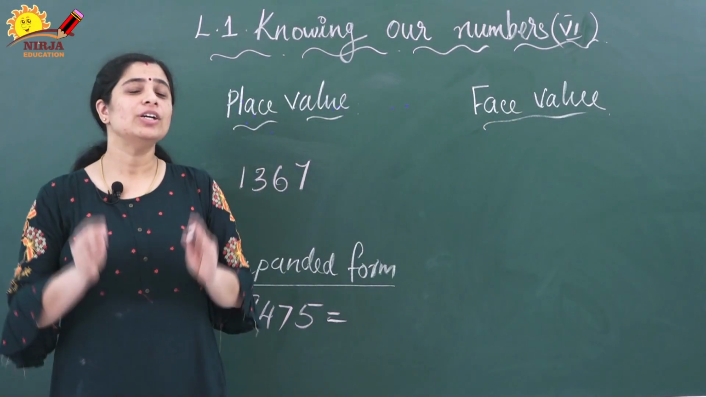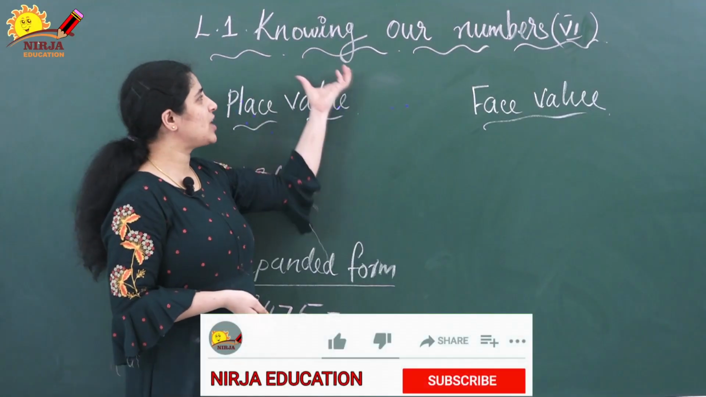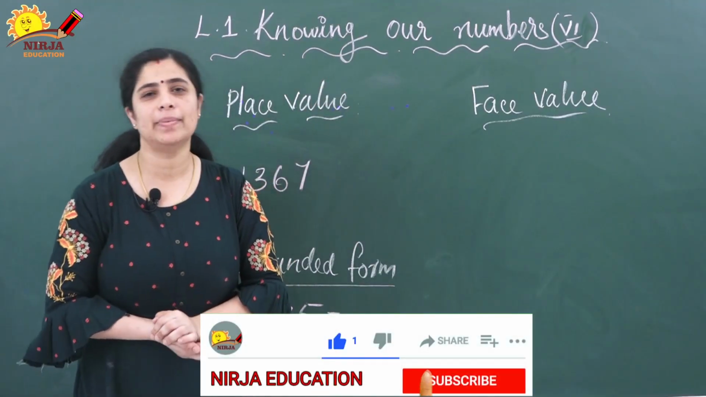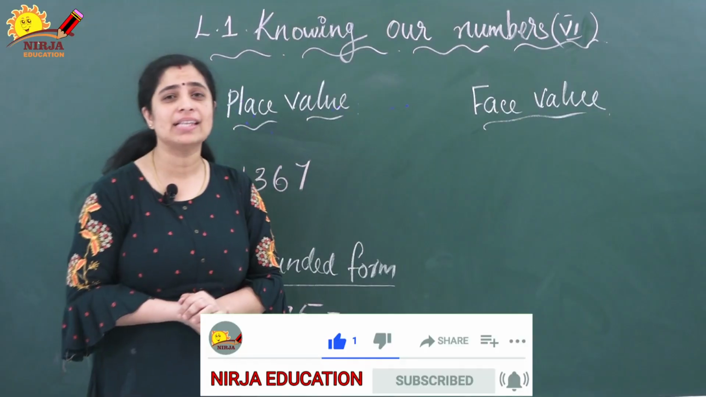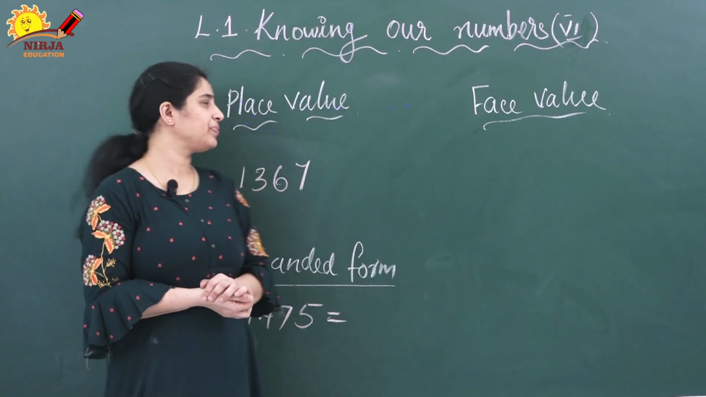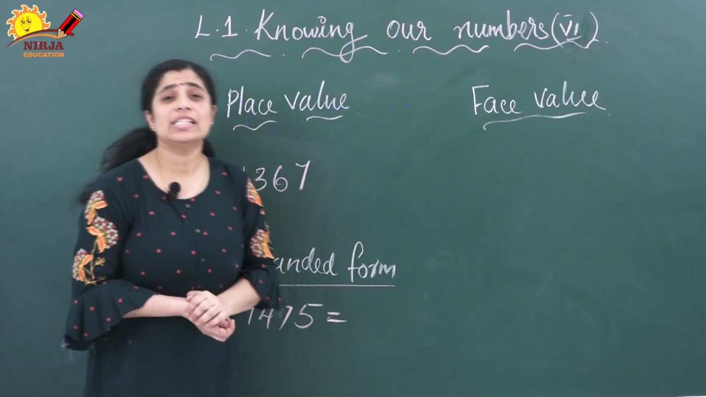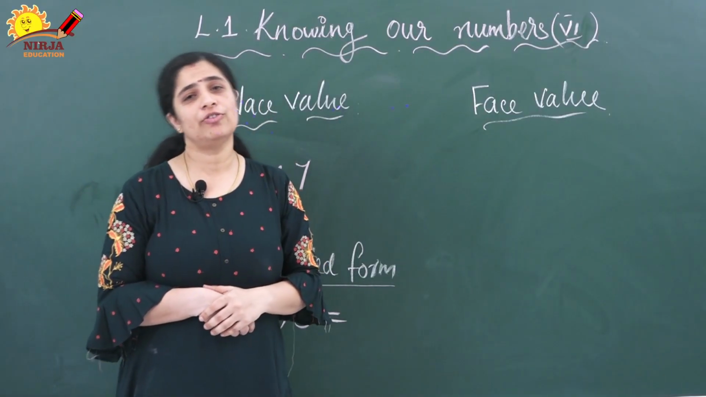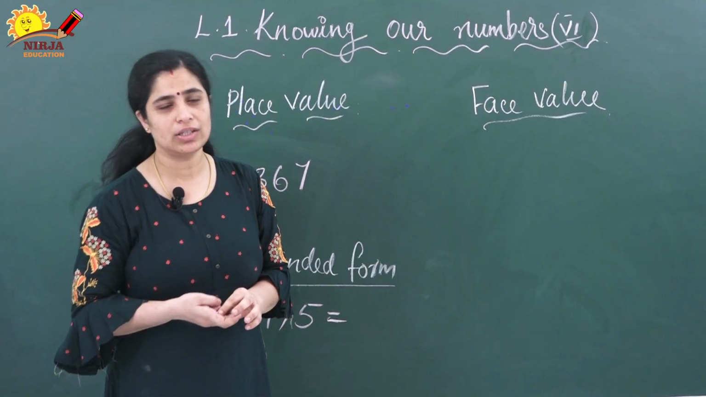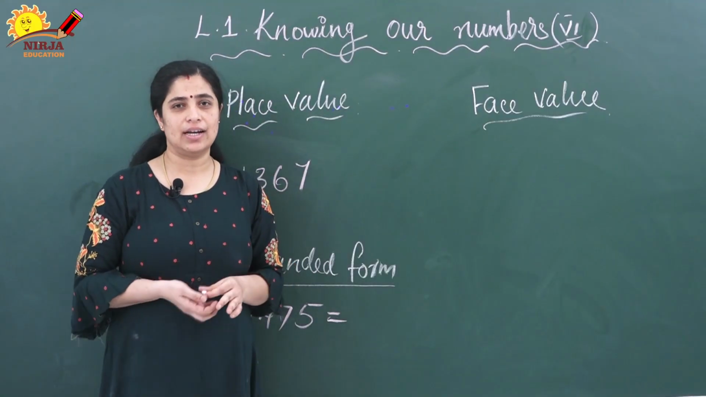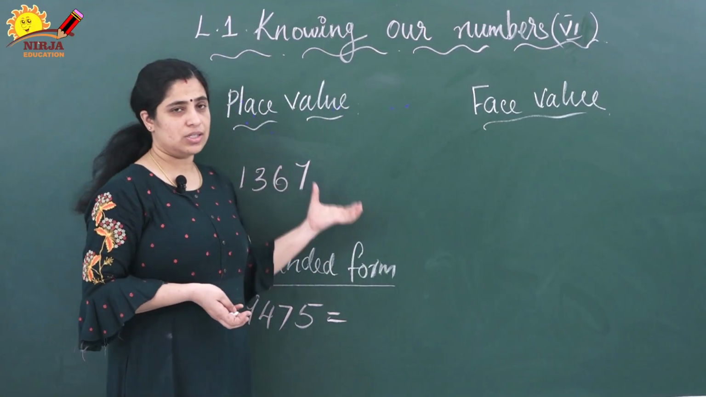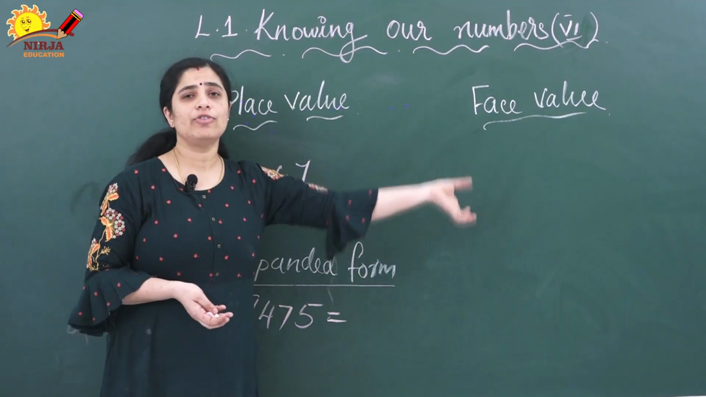Hello everyone. Today we are going to discuss the chapter Knowing Our Numbers. This is the first chapter of Maths in 6th standard. In the chapter, the first two topics are place value and face value of numbers. Already you have discussed all this in 4th and 5th standard. Still we are going to discuss place value and face value.